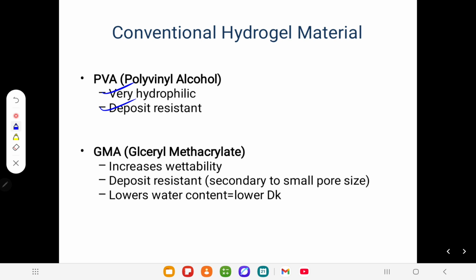GMA, glyceryl methacrylate, increases wettability and deposit resistance. Secondary to small pore size, because of the small pore size, it resists deposition. It has lower water content, so low decay.